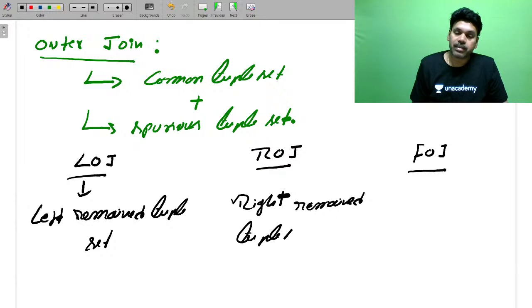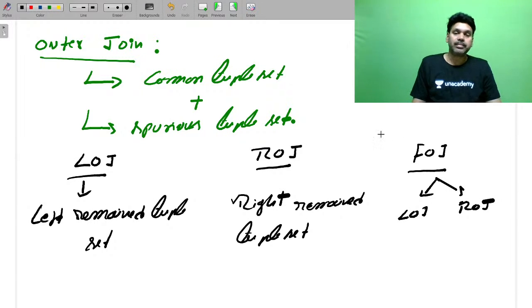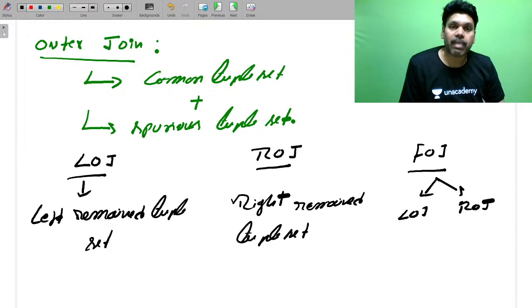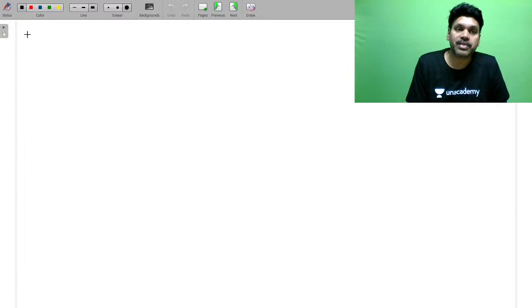And the next, full outer join, both sides. It provides a left remainder as well as a right remainder. Let me show you. First example. So 4 examples I will discuss. Observe carefully. This is one of your 2015 GATE questions. Please listen carefully.